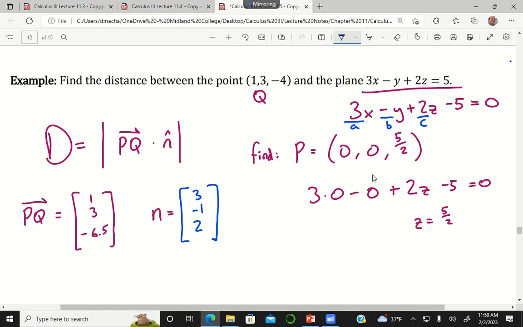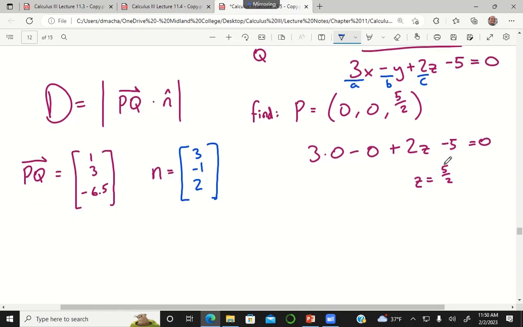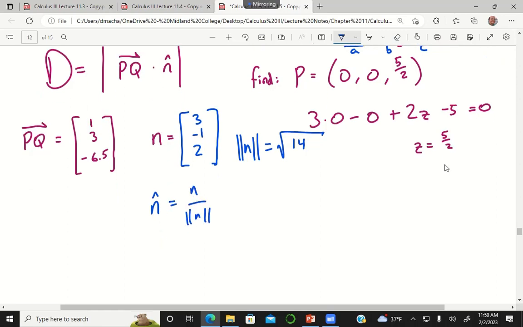Okay. Well, that's not normalized yet. N hat has to be a unit vector. And so I would have to find the norm of n, so that would be the square root of 9 plus 1 plus 4, which is 14. And so n hat is going to be n divided by the norm of n.